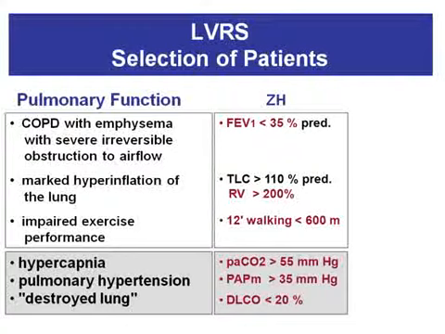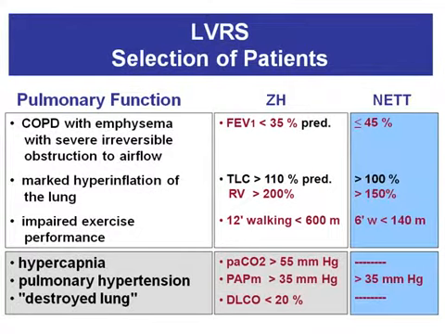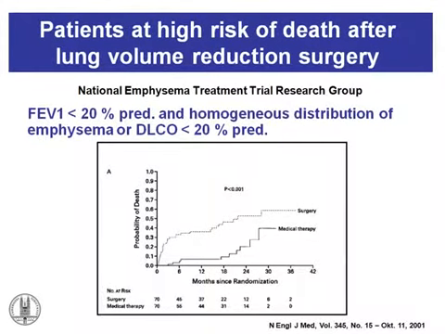And the best way to assess a completely destroyed lung is CO diffusion capacity. Hypercarbia may also be helpful, but CO diffusion capacity is key. And the NETT did not use these criteria at all. So, not surprisingly, they ended up with this publication in the New England Journal of Medicine, and patients at high risk of death after lung volume reduction surgery.